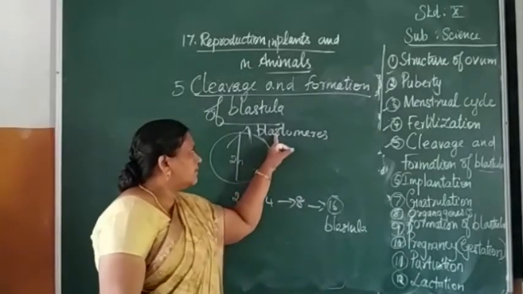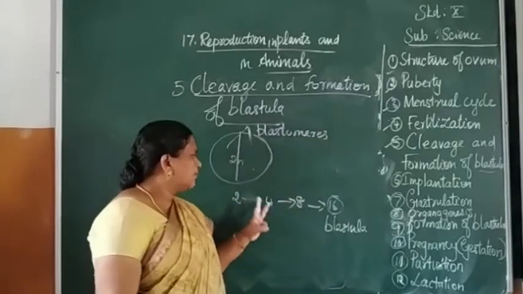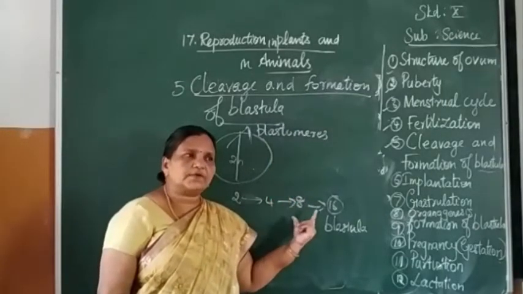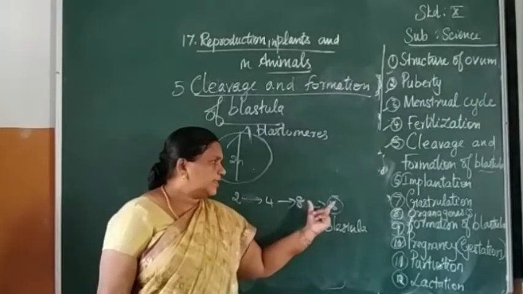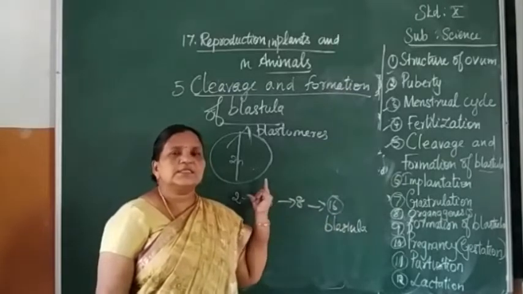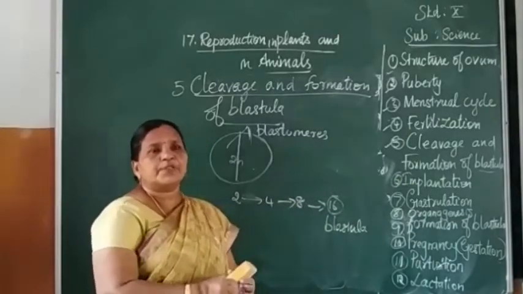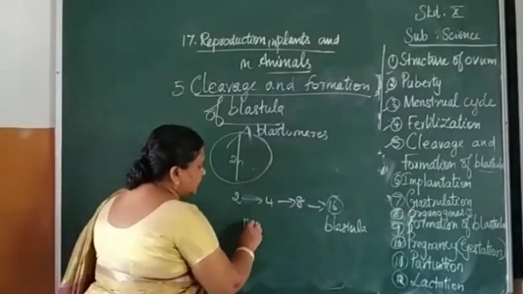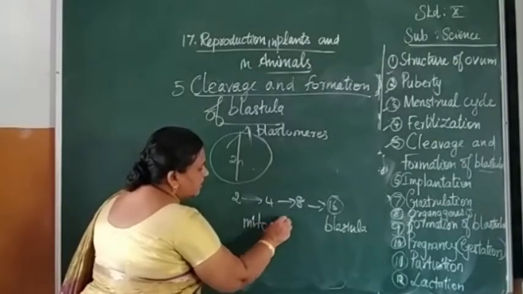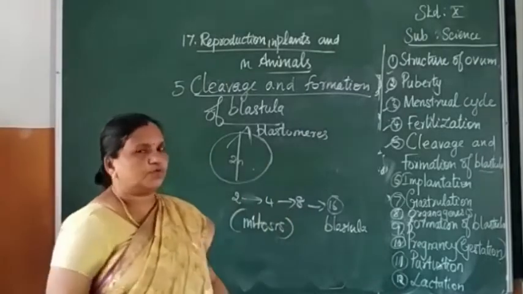First of all, it will be converted into blastomeres, 2 cells. Then these blastomeres will be converted into 4 cells. Then 4 cells into 8 cells. Then 8 cells into 16. Now this stage is called the blastula stage. This happens because of multiple or mitotic divisions, so with the number of mitoses, the number of cells increases.